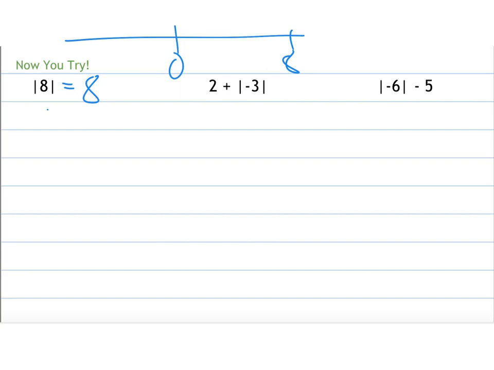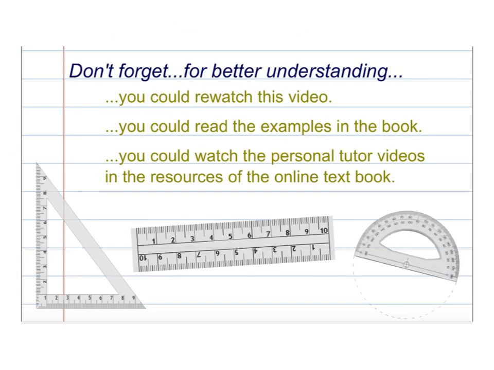Here we have to solve the absolute value first, so the 2 stays the same. Absolute value of -3, well, that is 3 spots away from 0, so 2 plus 3 equals 5. Next one, the absolute value of -6, that is 6 spots away from 0, minus 5. 6 minus 5 is 1. Okay, so there's our video on integers and absolute value. Go back, rewatch if you are stuck. Otherwise, come with questions tomorrow.